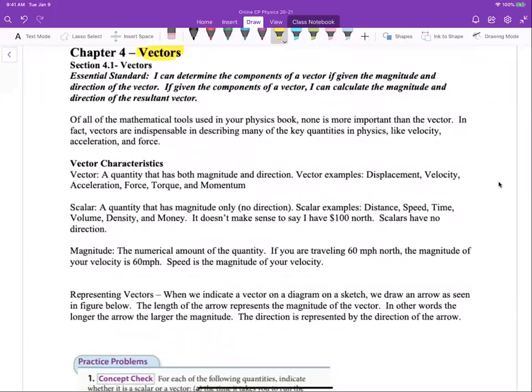I can determine the components of a vector if given the magnitude and direction of the vector, and if given the components of the vector, I can calculate the magnitude and direction. So I have to be able to go back and forth.